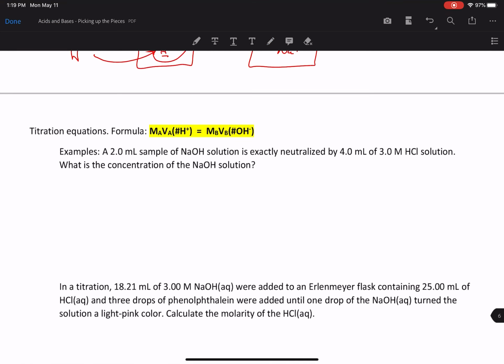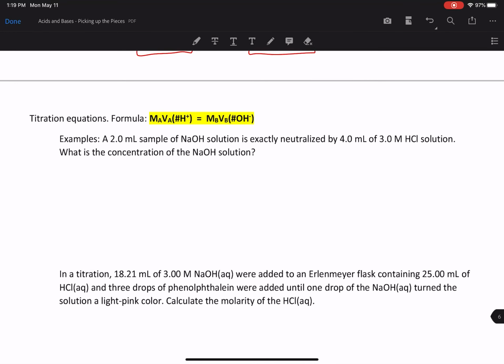All right, finally, the titration equations. So the formula used for titration equations is MAVA, which means the molarity of the acid times the volume of the acid, and that's multiplied by the number of hydrogen ions. Next we have MBVB, so that's the molarity of the base times the volume of the base times the number of hydroxide ions in there.